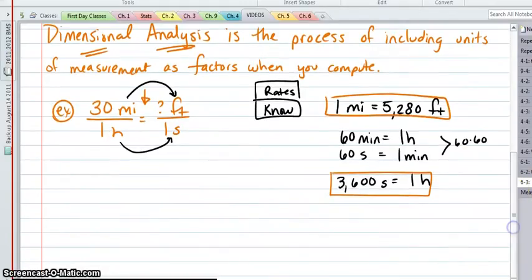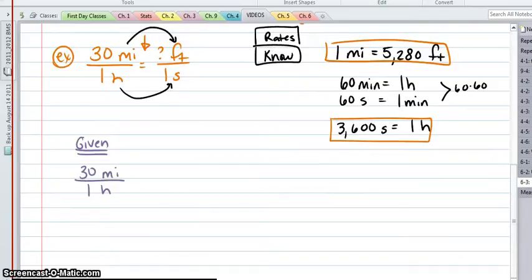So how do we now use these to convert 30 miles per hour into feet per second? Well, let's start with what we're given. The setup is really, really important. I am going to be looking for this specific setup, so please practice this when you are working through these problems. We're given 30 miles per hour, and I have two rates that I need to use in order to convert miles to feet and then hours to seconds. So I'm going to use two lines here. I'm going to be multiplying by two rates.